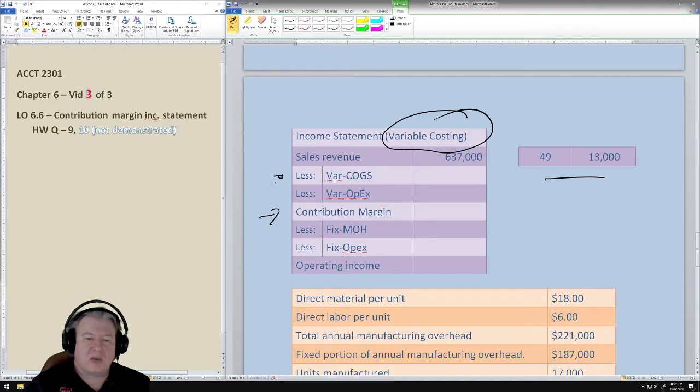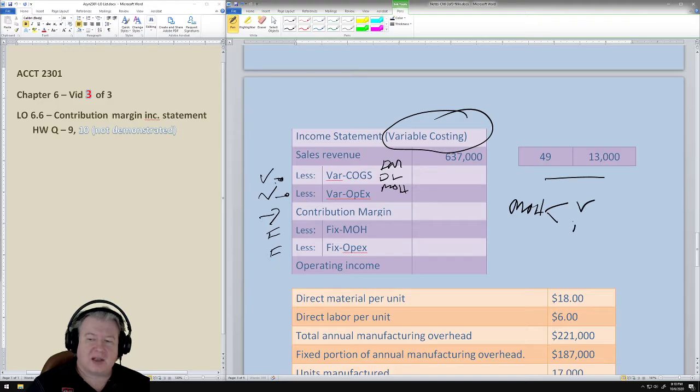Here we've got variable COGS, in other words, taking out the fixed portion of MOH, and we've got variable operating expenses. Normally we did that after gross profit. So these are both variable, and these two are fixed. The fixed part of MOH, and we could actually say the fixed part of COGS, but remember COGS is direct material, direct labor, and MOH. So what we're doing is basically saying MOH is broken up into a variable and a fixed part.